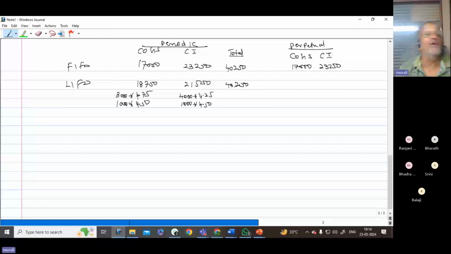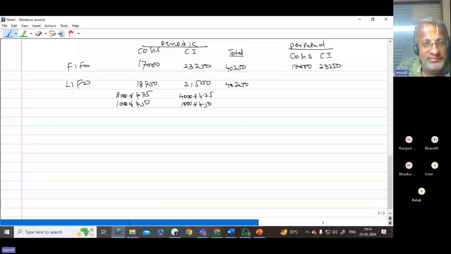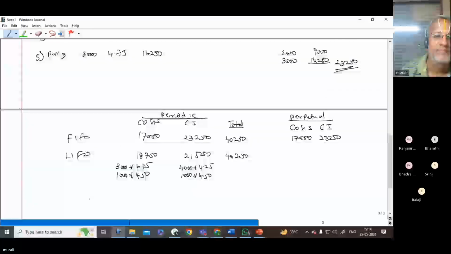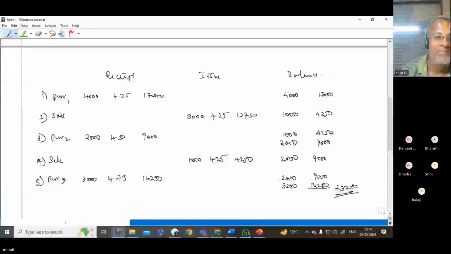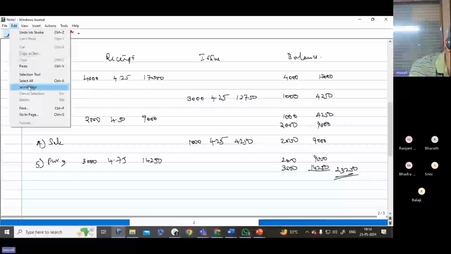How much of your cost is allocated to cost of goods sold and how much to closing inventory? That is what we are looking at. FIFO and LIFO, the total will be the same, but the distribution values will be different. If you have a perpetual system, how is this going to work? I will just show you.